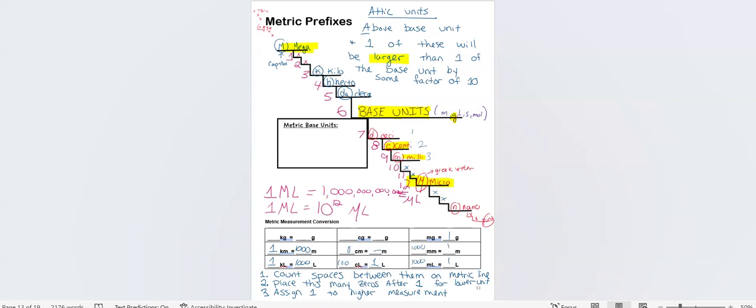That is our metric staircase. We will be using that when we start dimensional analysis.